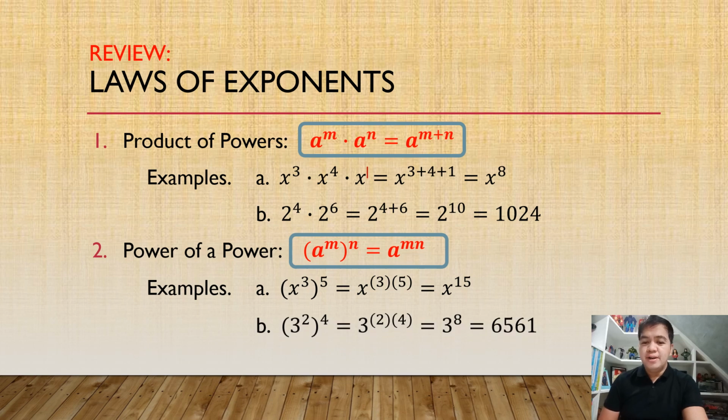Another example, if we have 3 to the 3 squared raised to the fourth, so 2 times 4 yung exponents. And that is 3 to the 8. And 3 to the 8, pwede uling evaluate. That's 3 times 3, 8 times by itself. So, ang lalabas dun ay 6,561. Okay, so let's continue.